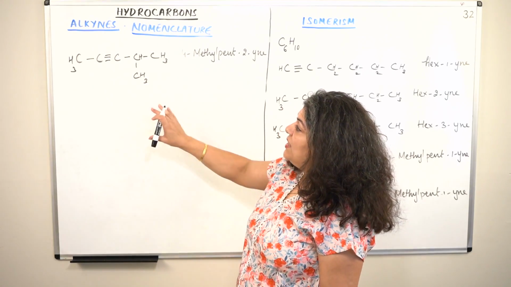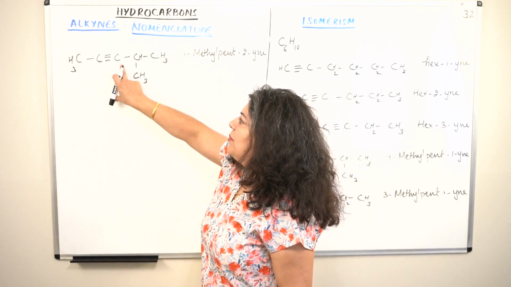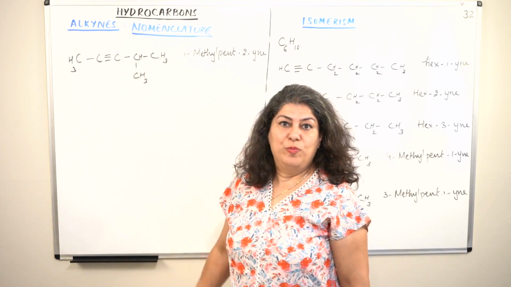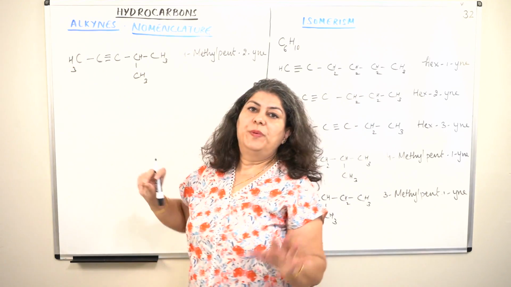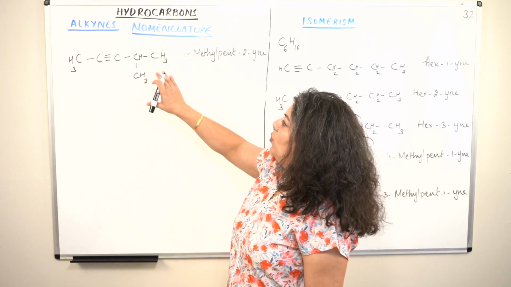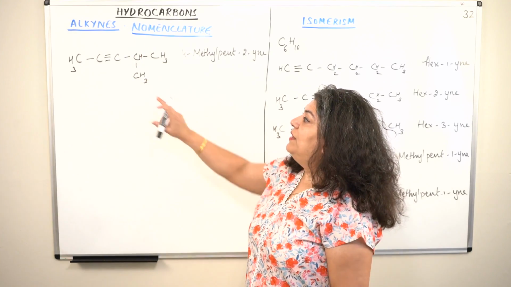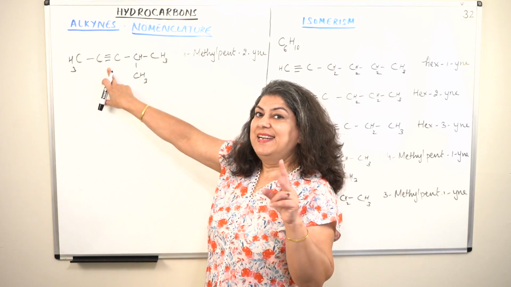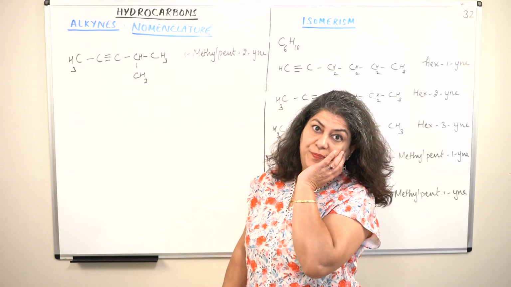Now, is it possible for me to make a single branch anywhere else? Both these carbons are already forming 4 bonds each. You cannot form a branch with them. This is a terminal group. A terminal group, you cannot make a branch on the last carbons. So your only possibility was to make a branch on this carbon. So with the triple bond between second and third carbon, there is a possibility of only 1 branch.